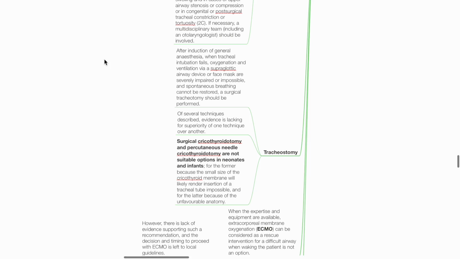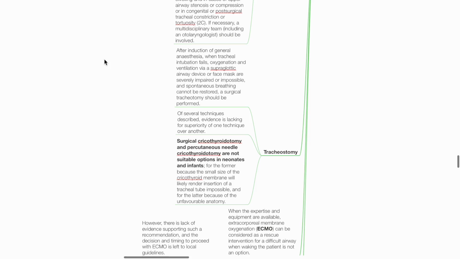Surgical cricothyroidotomy and percutaneous needle cricothyroidotomy are not suitable options in neonates and infants. For the former, the small size of the cricothyroid membrane will render insertion of tracheal tube impossible, and for the latter, due to unfavorable anatomy.